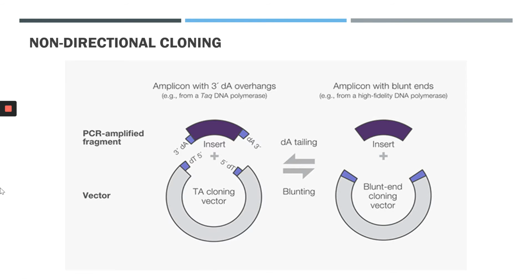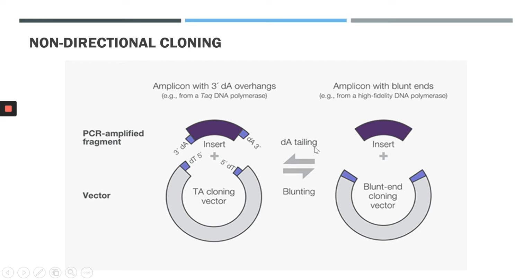So this slide summarizes the two non-directional cloning techniques that we just discussed, which is TA cloning and blunt end cloning. Now, say for example, we have an insert DNA fragment with A overhangs, but we only have a blunt end cloning vector. Or we have a TA cloning vector with T overhangs, but we have an insert DNA fragment without any overhangs due to the fact that it was amplified from a high fidelity polymerase.